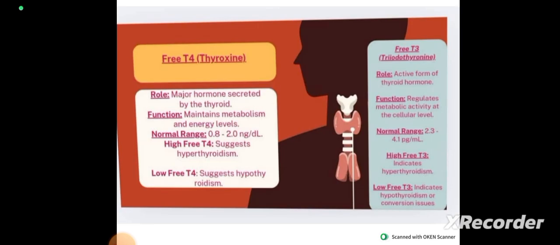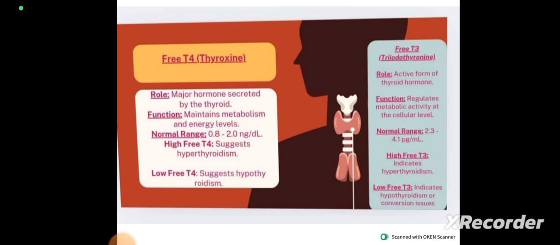Next are the tests. There are two types of tests, that is total T4 and free T4, and total T3 and free T3. Here we have defined free T3 and free T4 because those are the main tests that tell about the conditions. The major hormone secreted by the thyroid is thyroxine, that is T4. We already know it maintains metabolism and energy levels.